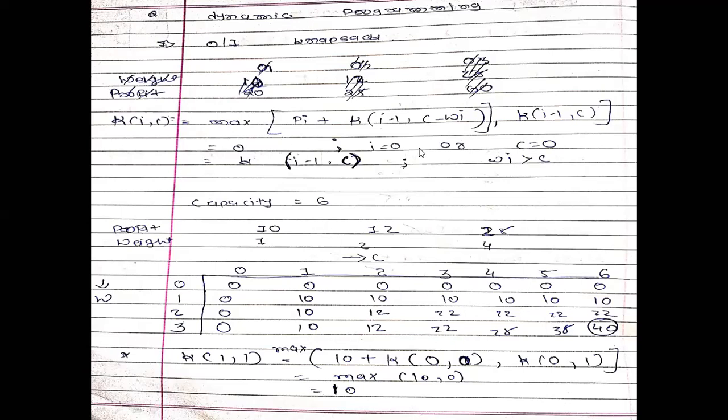Okay. So in the second line you can see if I equals 0 or C equals 0. Here I is your items, from 0 to 3, and this is your C, that is your capacity from 0 to 6, right? Okay. So if either I is 0 you have to put 0 in the table, or if either C is 0 you have to put the value 0.